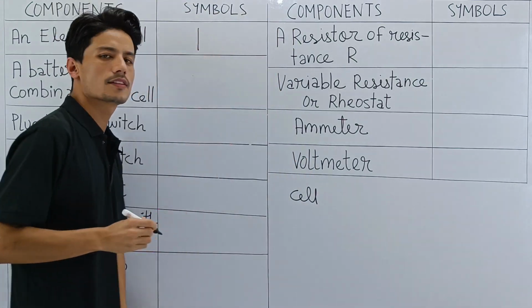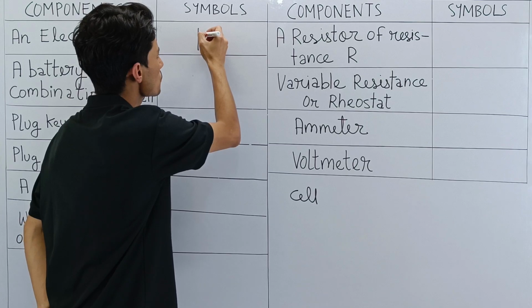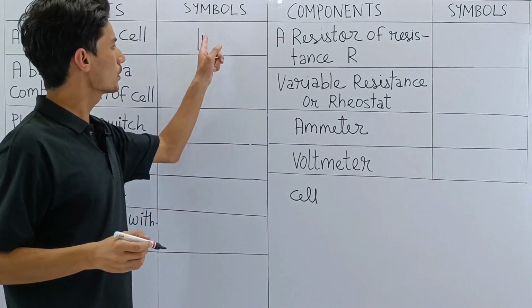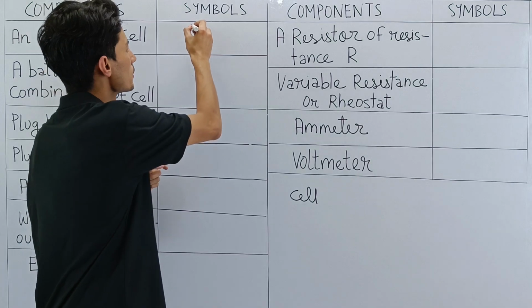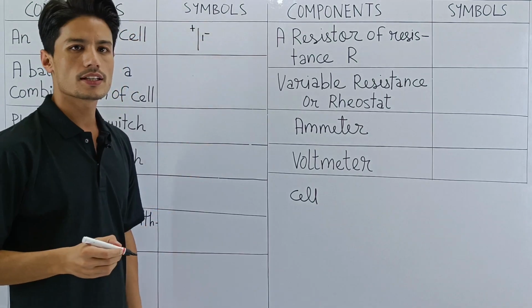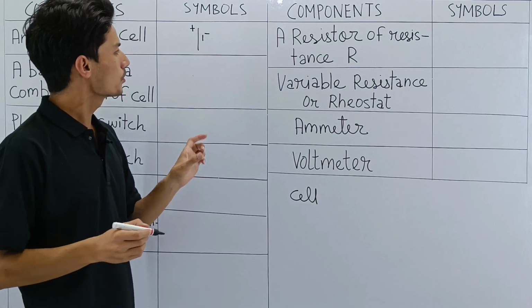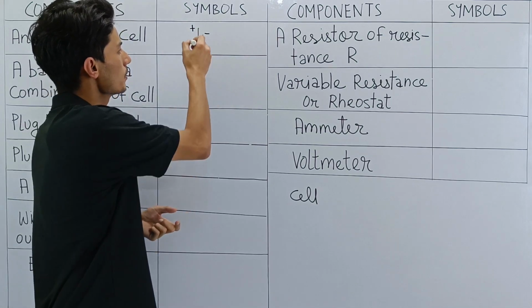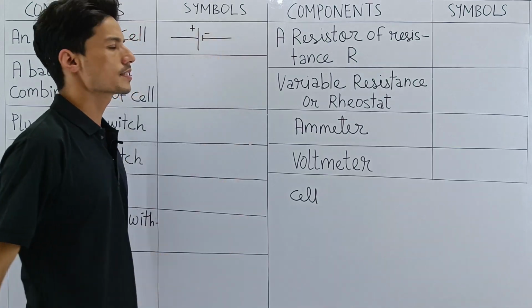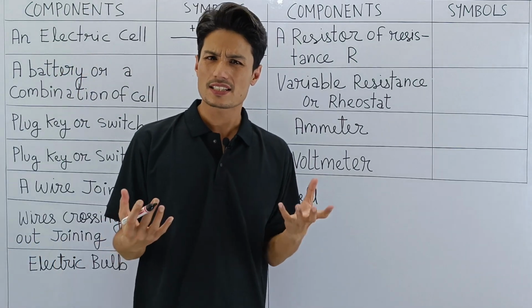One long line and a small line. So easy, my dear students. The long line is the positive and the short line is the negative. They are drawn parallel, and then sideways you draw a line like this. This is a cell. So easy, isn't it?